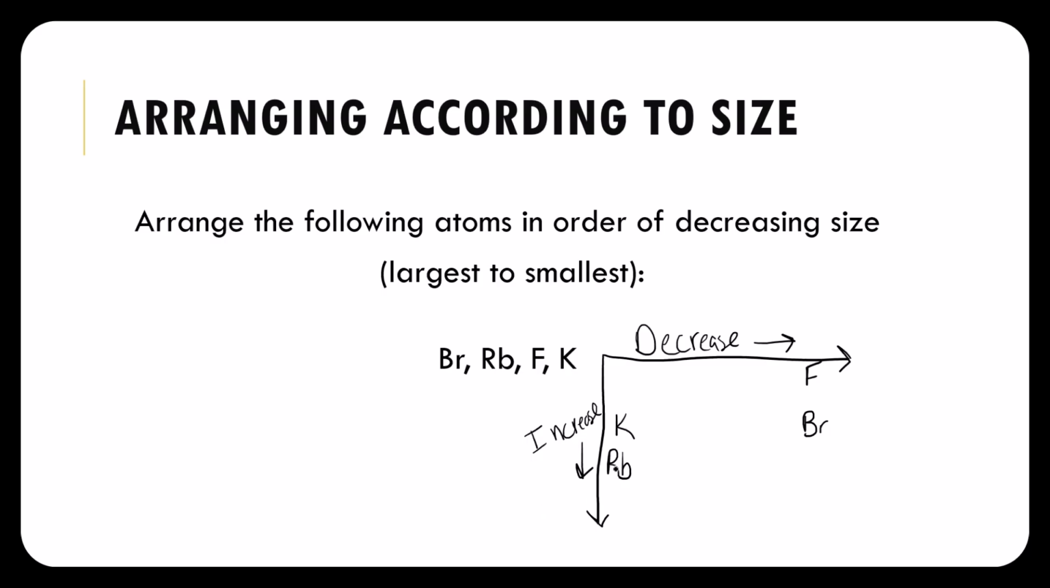So looking at potassium and rubidium, they're in the same column. So all we have to consider is going from the top to the bottom. So I know rubidium is going to be bigger than potassium. I can do the same thing here for fluorine and bromine, so they're stacked right on top of each other, so I know bromine's going to be bigger than fluorine. The only connection that I don't have yet is between potassium and bromine. So I know as I move from left to right across the periodic table, things get smaller. So I know that potassium's going to be bigger than bromine based on that.